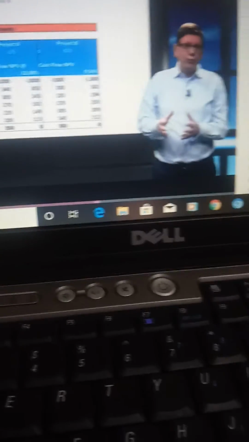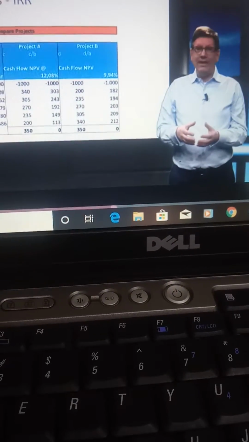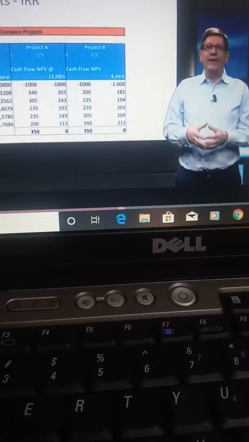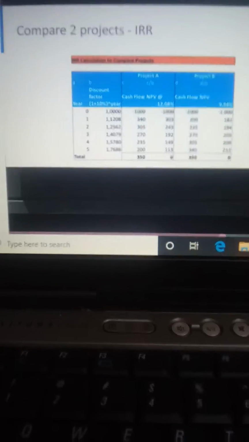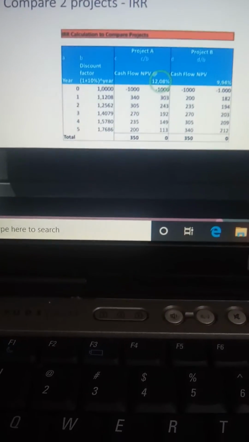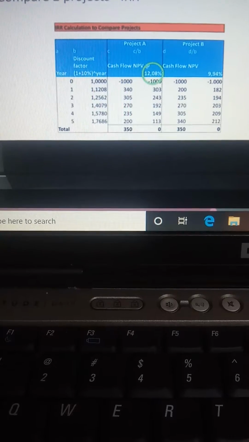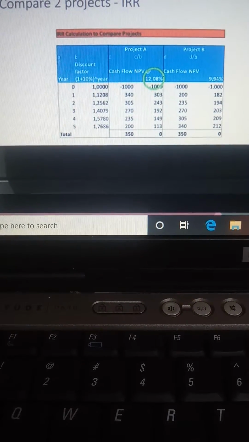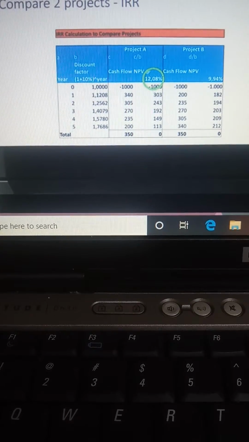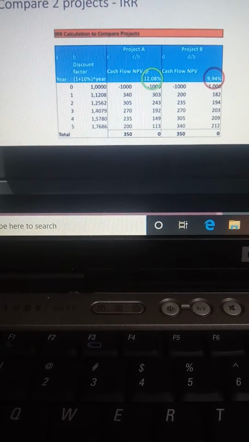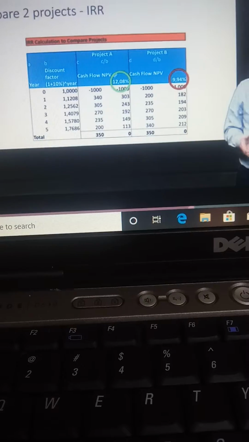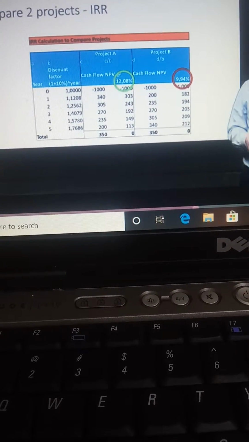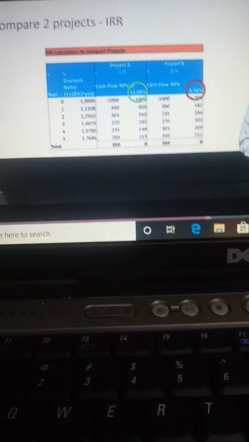We'll see later that Excel provides a useful formula for this. Let's look at our two projects again. Project A has an NPV of 0 if the cash flows are discounted at 12.08%. Therefore, Project A has an IRR of 12.08%. Project B's IRR is 9.94%. That shows again that Project A is the more attractive of the two, and it quantifies by how much.